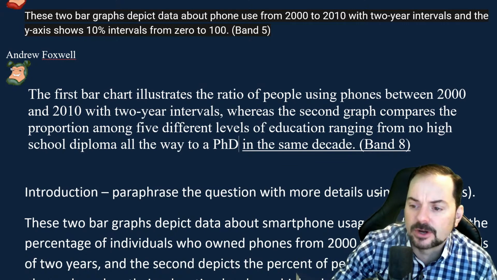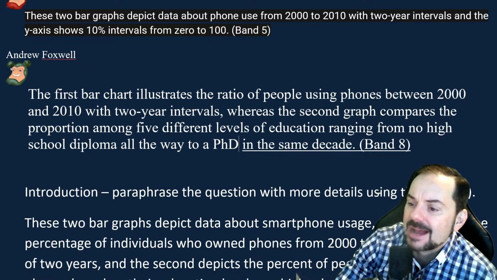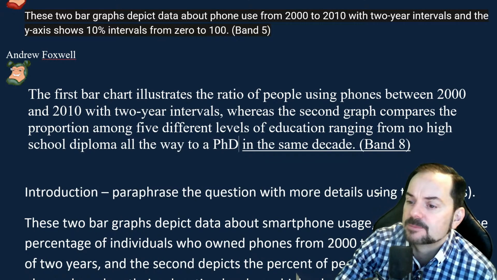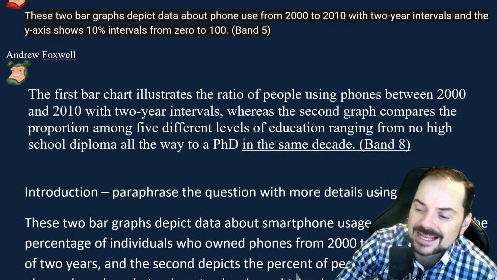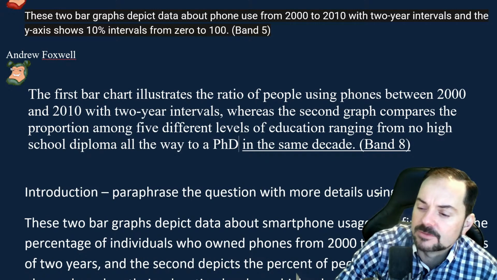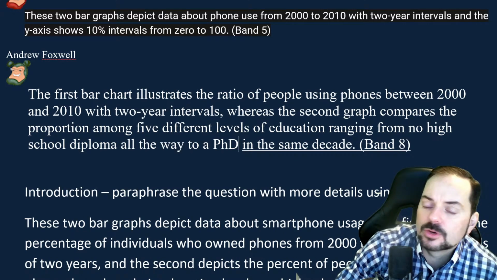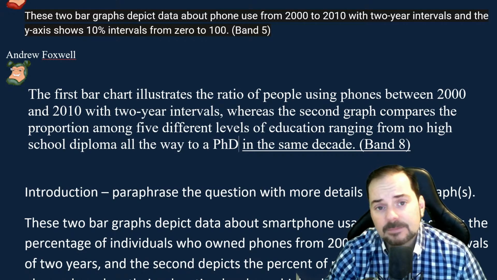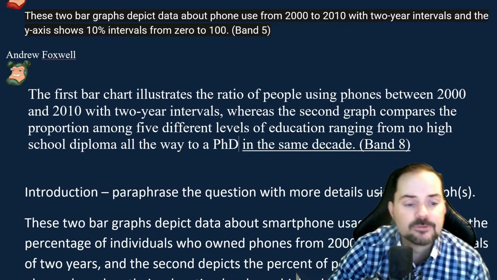Rajveer, very nice, concise start. Rajveer writes, the bar graphs depict phone usage data. That's very nice, concise writing. Where the first displays the percentage of people who possess smartphones from 2000 to 2010 with 2-year intervals. And the second graph shows the percentage of individuals who had mobile phones based on their education levels. Very nice. Okay, so I'm seeing some good writing there, students. That's great. Keep writing. I will look at different students' pieces at different times so that all of you get some direct feedback. All right, we're going to keep moving forward.